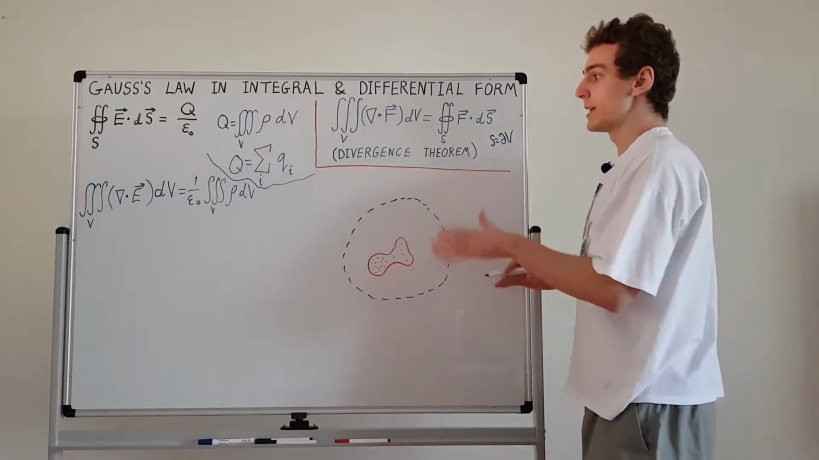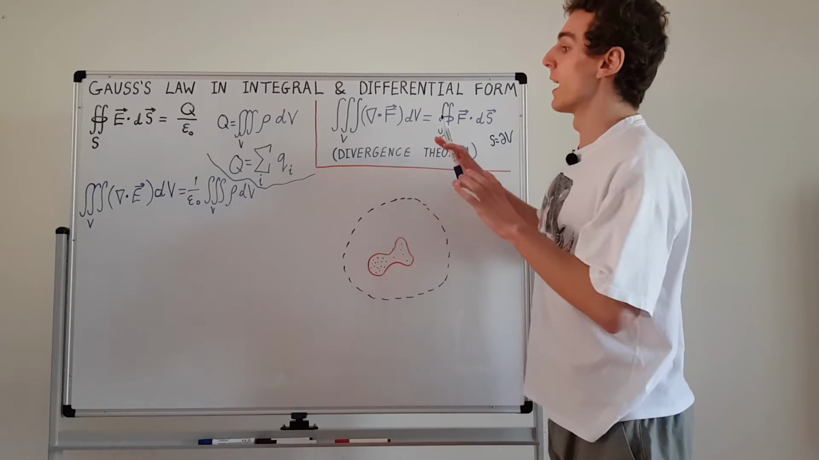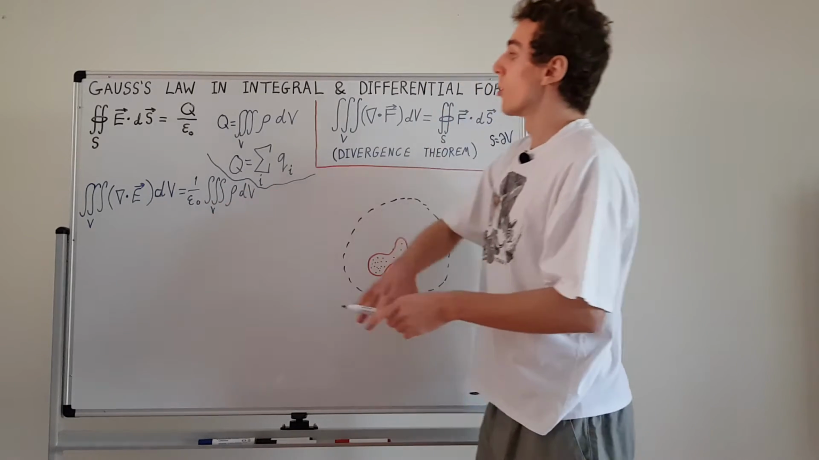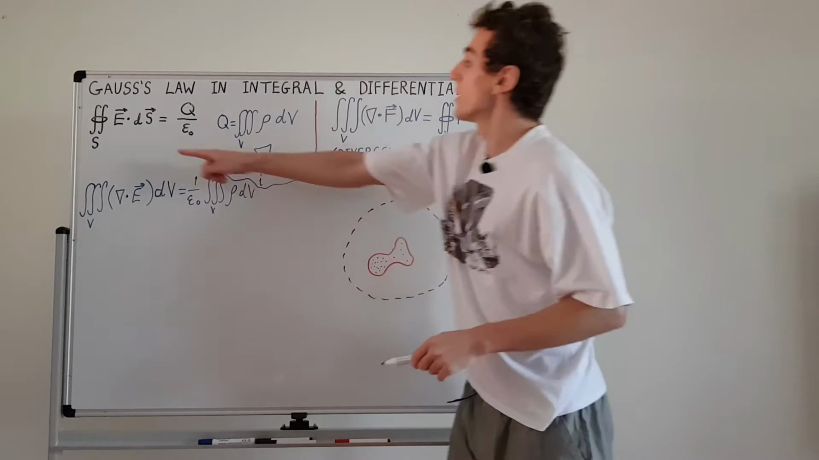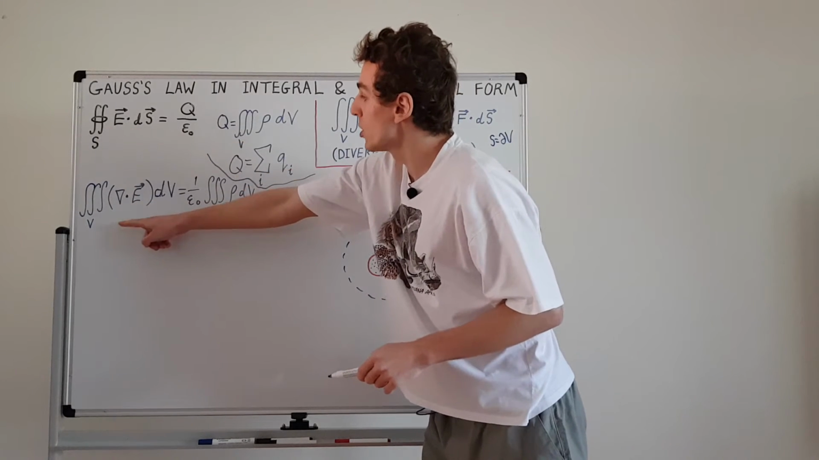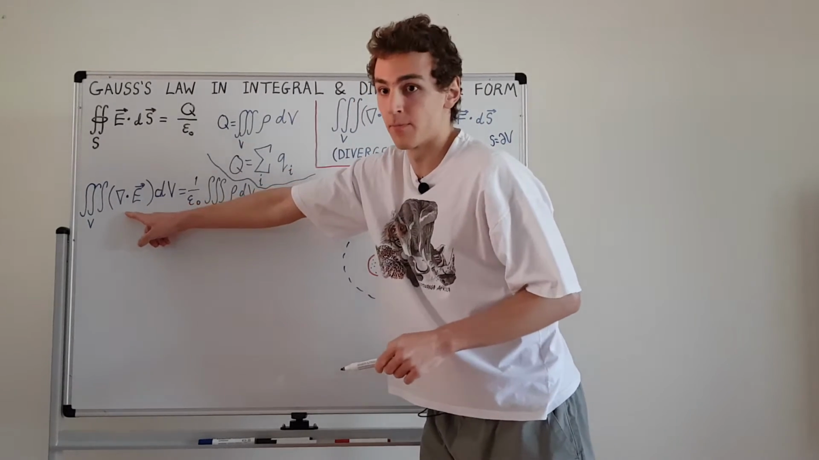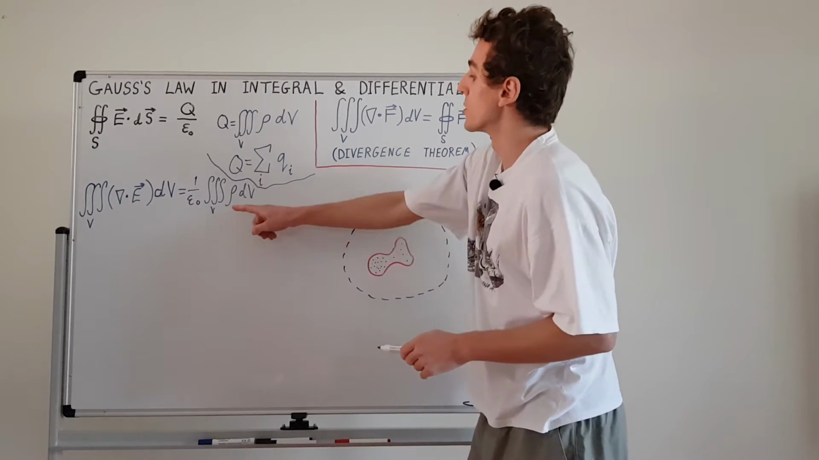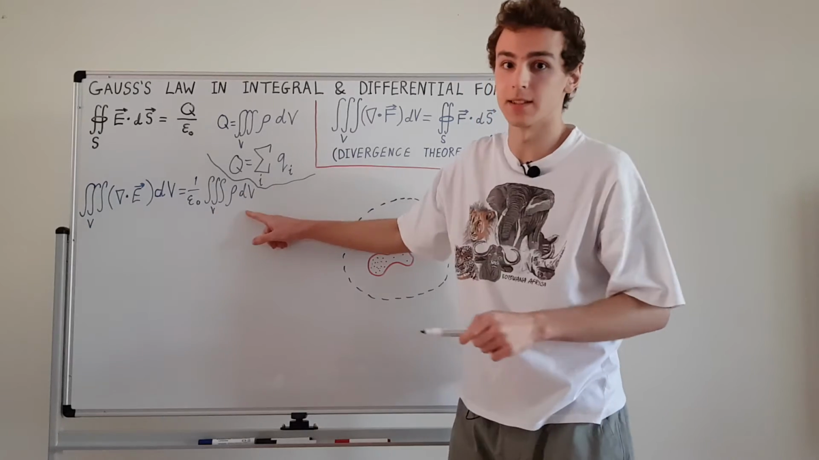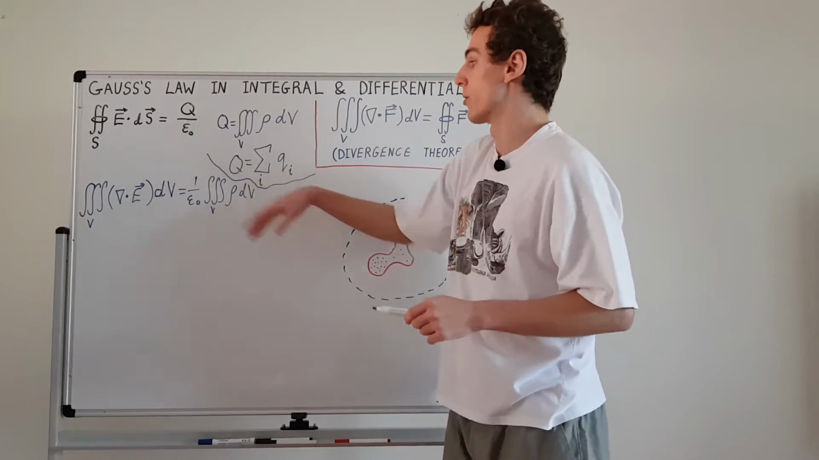Just before we continue with the manipulations, I want to make sure that we're clear with what we've done over here. What we've done is we've used the divergence theorem to convert this surface integral into a volume integral of the divergence. And then we've set that equal to a volume integral of the charge density. That's what this is. This is a triple integral over the volume.